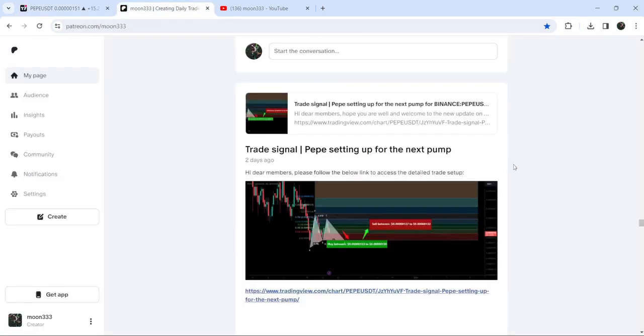And I would also like to share with you my most recent trade signal for PEPE that I shared almost 2 days ago with my members.